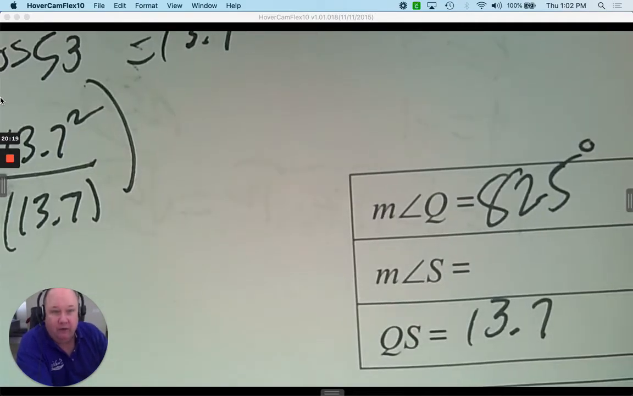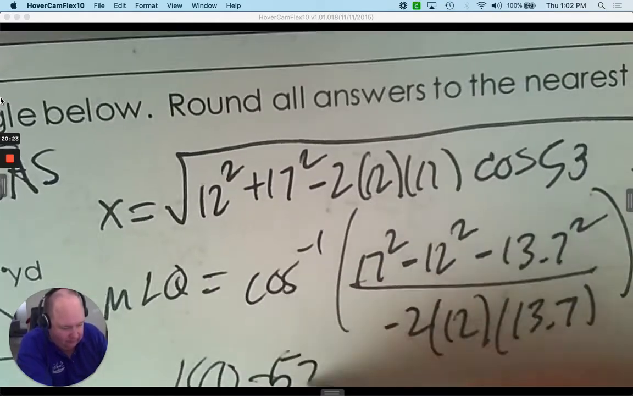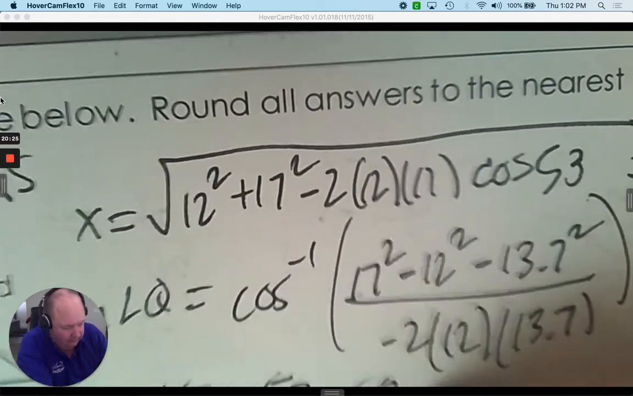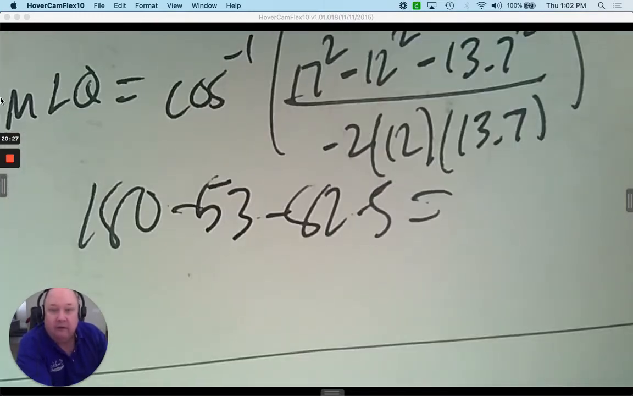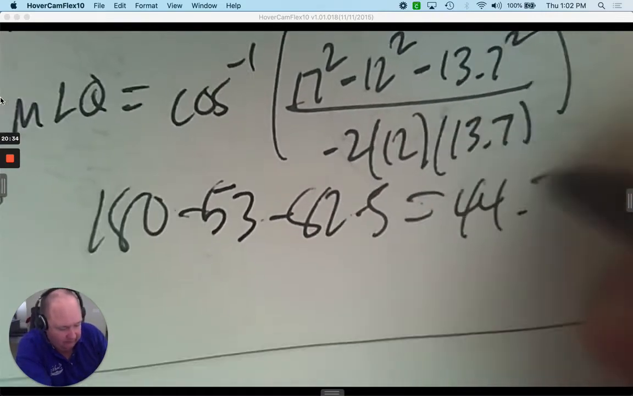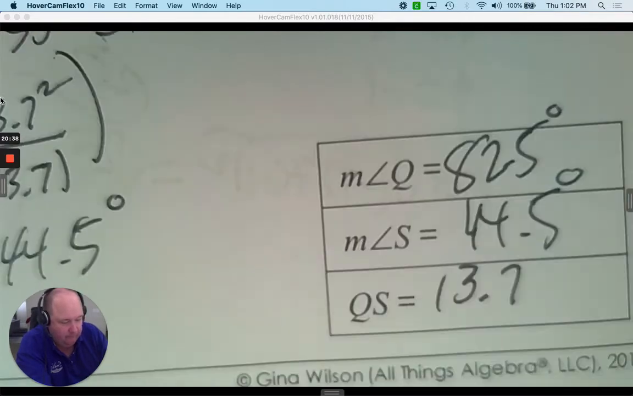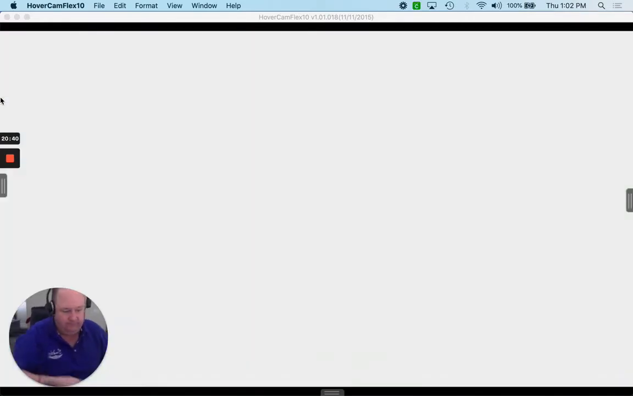And then once you know two of the angles, all you have to do is 180, subtract 53, subtract 82.5. So 180, subtract 53, subtract 82.5, and you get the answer 44.5. And you did it. All right, turn the page.